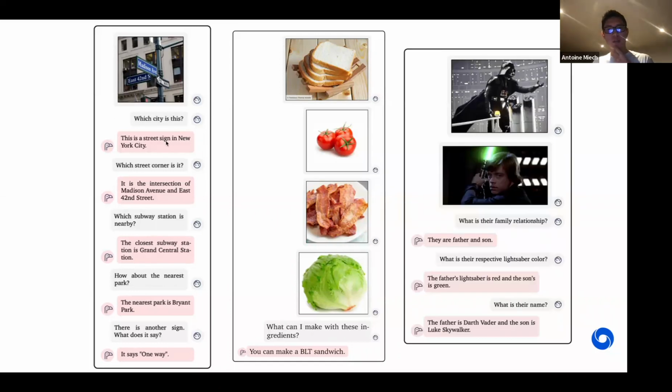Yes, so we pre-trained the model from scratch because we wanted to have the best models. If you want to have the best model, you obviously don't want to pre-train on something that is not the best model you have. So we wanted to start from scratch to get the best model. So that's the first thing.